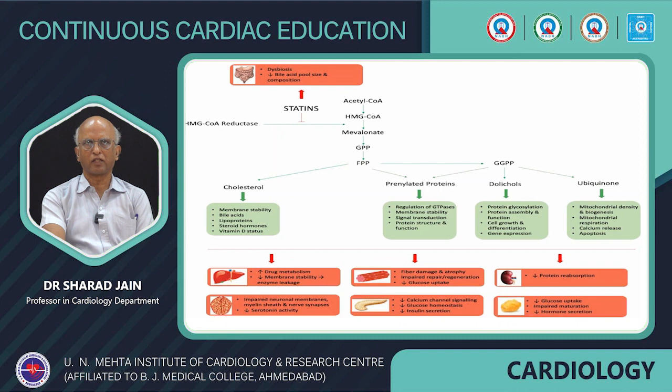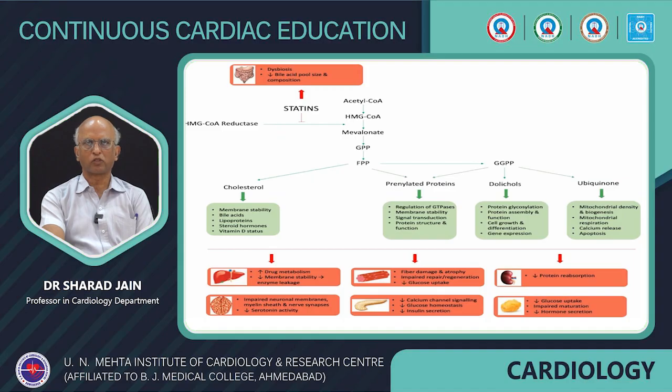So, coming to the statins' mechanism, the statins act on the HMG-CoA reductase inhibitor step, and through this there are various products which are affected by the statins. The cholesterol metabolism is the main reason to use. Cholesterol is responsible for membrane stability, and it is required for steroid hormones and vitamin D synthesis. Then the prenylated proteins are required for the regulation of GTPases, membrane stability, and protein structure and function. Then the dolichols, which are involved in protein glycosylation and cell growth, and then the ubiquinone, which is required for the mitochondrial density.